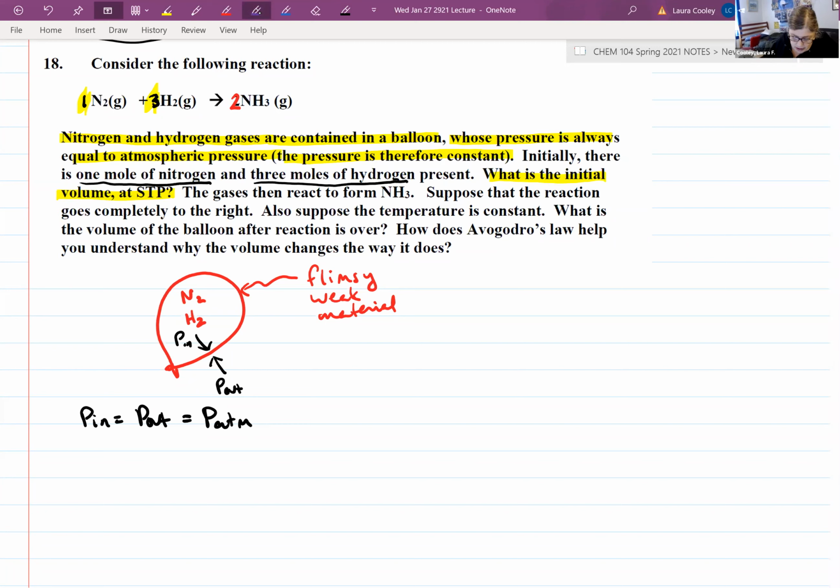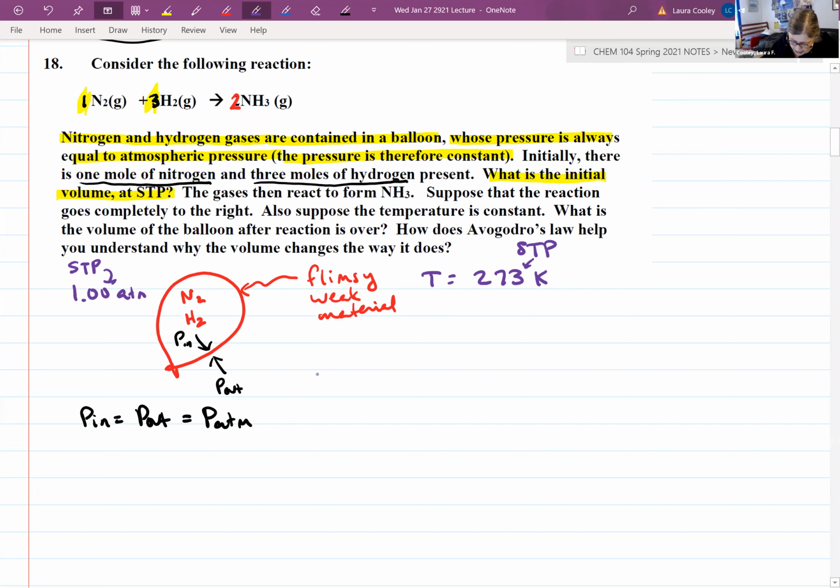Okay, so if it's telling you that this thing is at STP, that means that we're going to have a pressure of 1 atmosphere outside, which is the same as inside, right? So that's going to be 1 atmosphere. We also know that the temperature is going to be 273 Kelvin, because that's what STP is. That is the standard temperature, and this is the standard pressure. Okay, so these guys are constant.